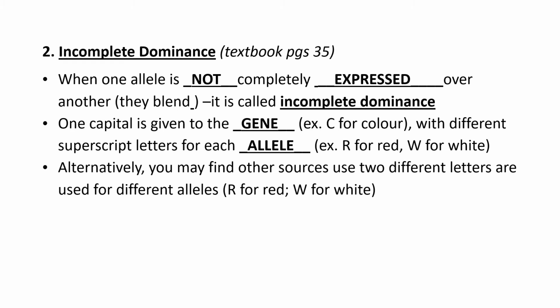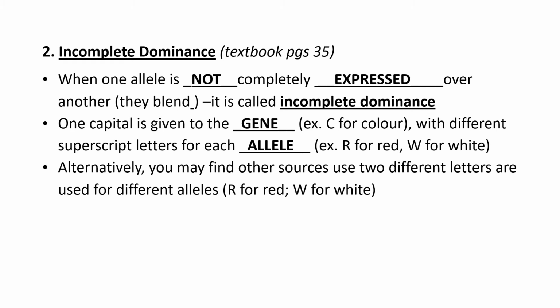So just like in codominance, we give a capital letter to the gene, so for example, C for color, and then superscript letters for the allele, so R for red, W for white. Not any different really as far as the setup goes from codominance, it's just a different end result. On occasion, you will find sources that just use 2 different letters for different alleles, so R for red, W for white.